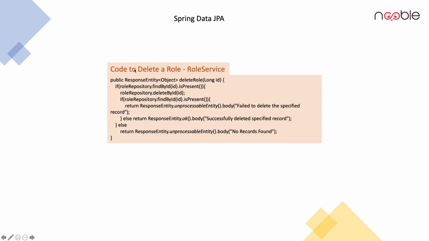On the CRUD operations, we are talking of the delete method. Here I am in the role service. I am defining a new method, deleteRole, which takes in a long id, and I am using roleRepository.findById. It's a method that comes along with it. If the ID is present, I am going to delete the particular record from the table. I am again cross-checking it. If it is present, I am returning fail to delete the specified record, else the record is successfully deleted. First of all, I am checking whether it is present or not. If it is present, all these transactions will take place, else it will return no records found.